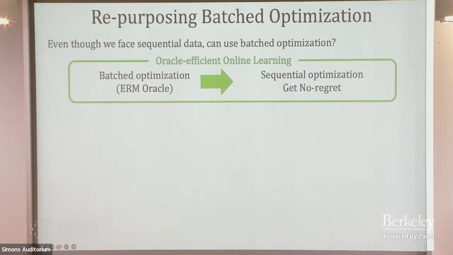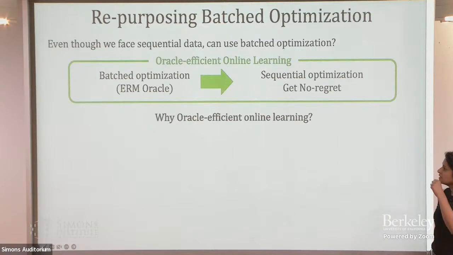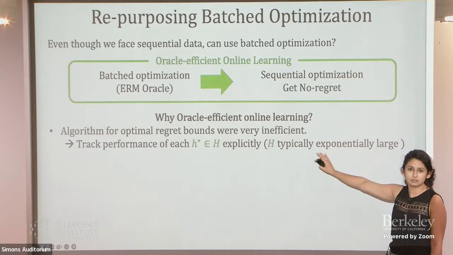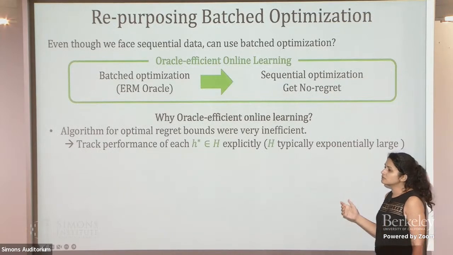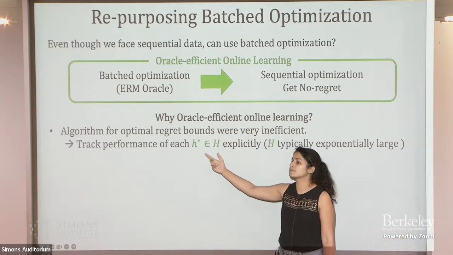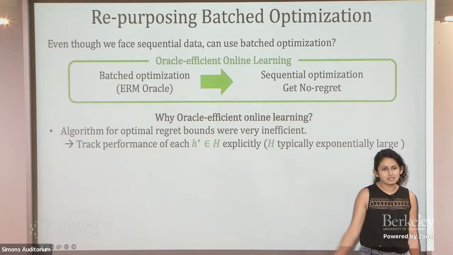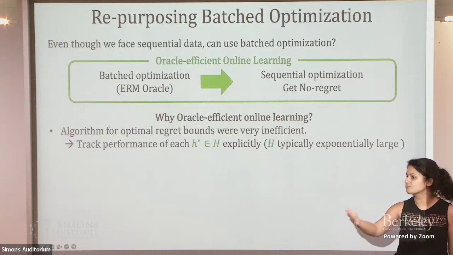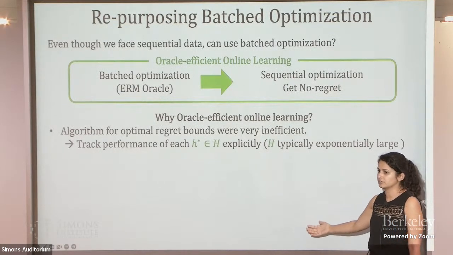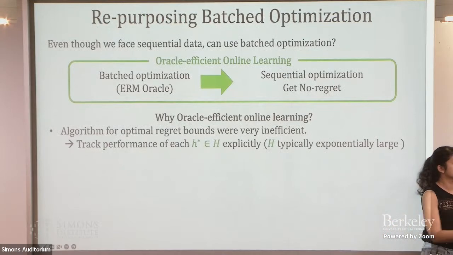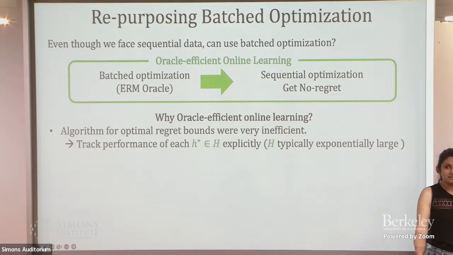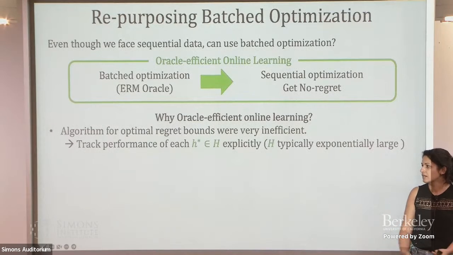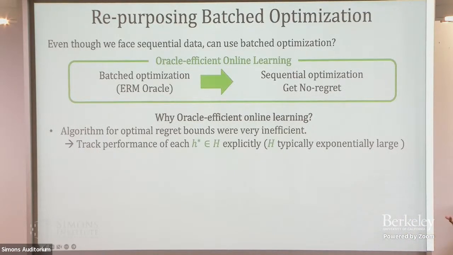There are many reasons we would want these types of algorithms. The first reason is that, as I said, previous algorithms overall were inefficient. How inefficient? Typically, they needed to keep track of the performance of each function that was available to the learner, and these functions tend to be exponential. Let me give you an example. We were talking about potentially setting reserve prices as an application of online learning. If I have many items and I'm trying to set their reserve prices all independently, then the number of functions that I have is exponential in the number of items, even if I could just set their prices to be high or low.